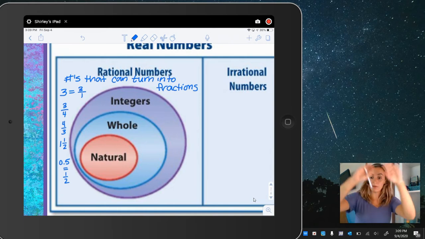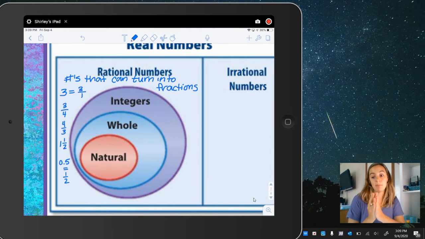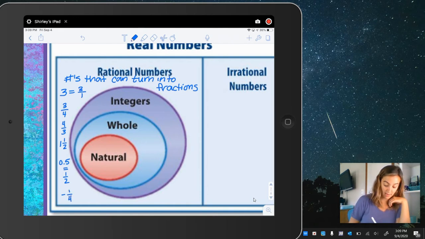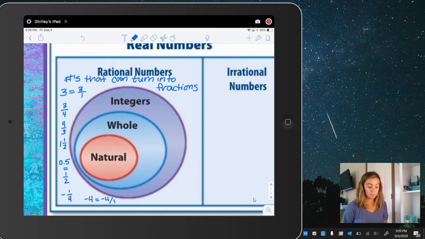But so I have my real numbers, which are everything, and then I split my real numbers into 2 groups. I have rational numbers and I have irrational numbers. Rational numbers we're going to talk about first. That's everything that can turn into a fraction. Negative numbers, so I have -1/4, -4, because remember I can always write a whole number as a fraction by putting it over 1. Okay.